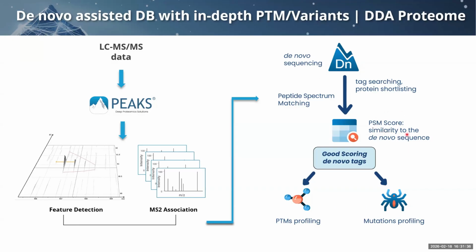In the identification result for the database search, we'll report a PSM score. The PSM score is scored based off many parameters, including the similarity to the de novo derived sequence. It will essentially depend on the similarity of the database to the de novo sequence. In addition, any of those good scoring de novo tags we actually use to search for PTMs as well as mutations.